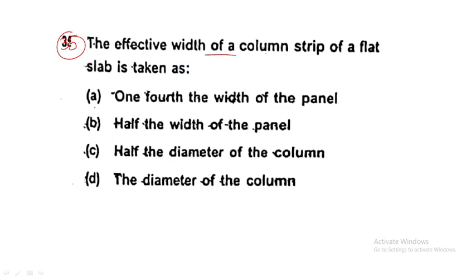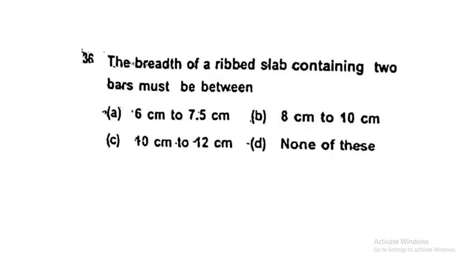The effective width of the column strip of a flat slab is taken as what? That is half the width of the panel. Half the width of the panel. You have to remember this one, right? These are all direct questions.